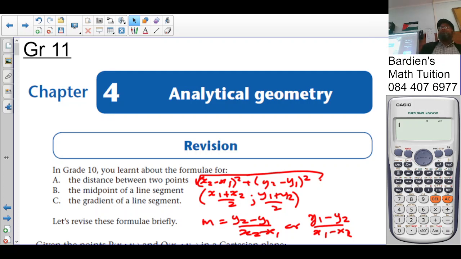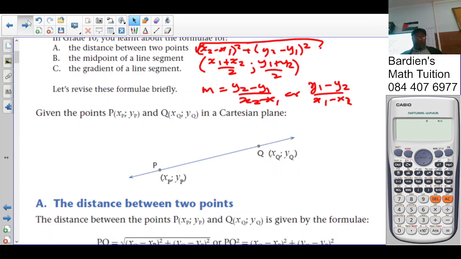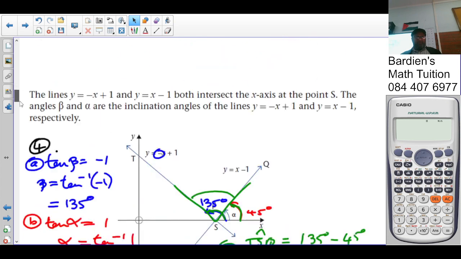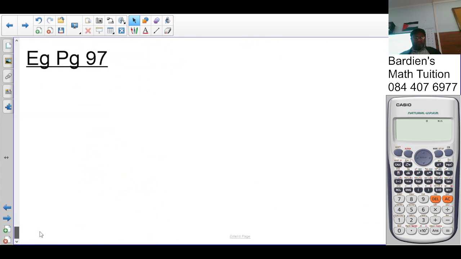Okay, good morning class. So at this point we're looking at analytical geometry. We are busy with exercise 4.5, correct? So we completed 4.4. So that page I can delete.